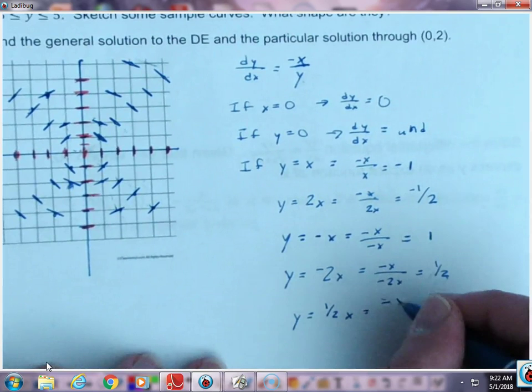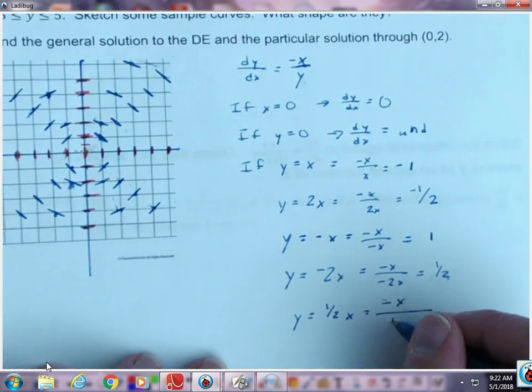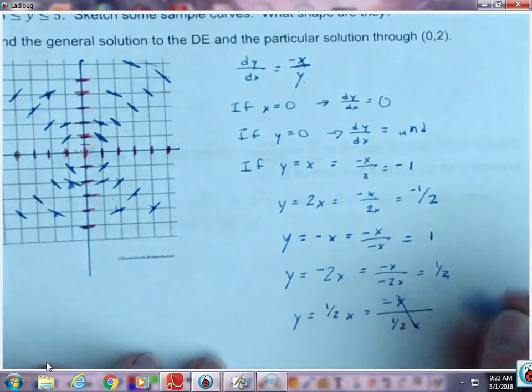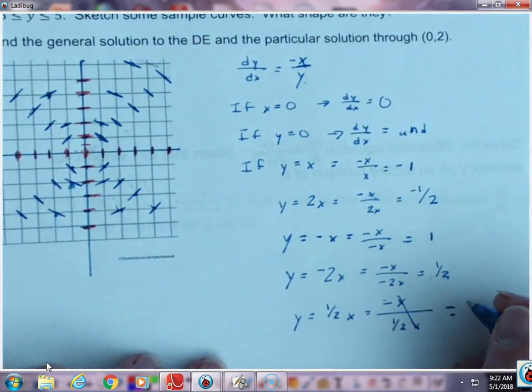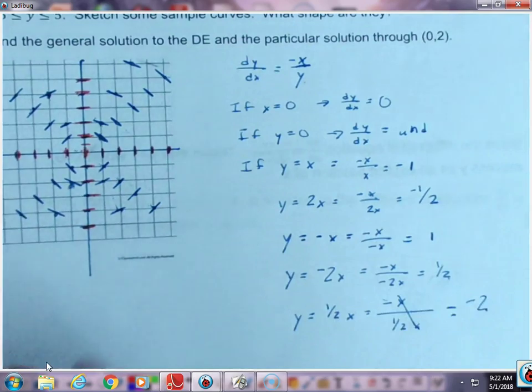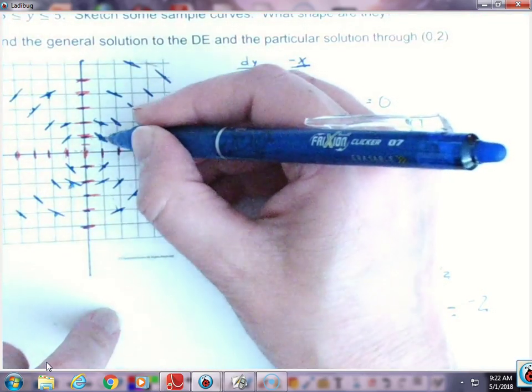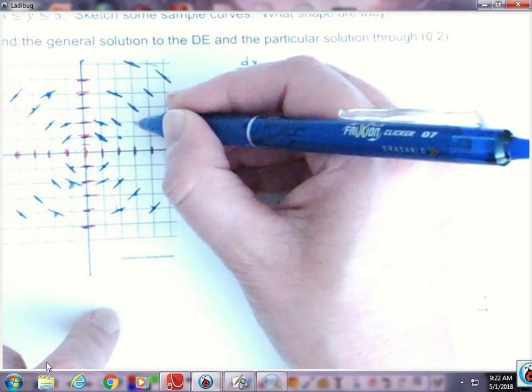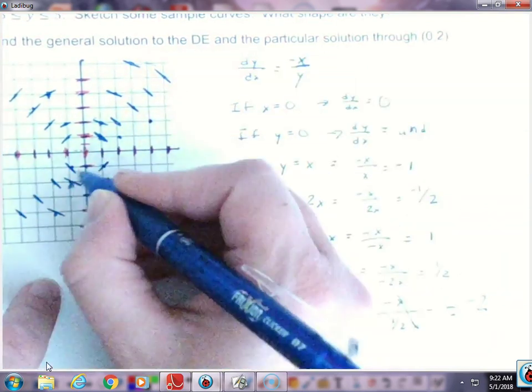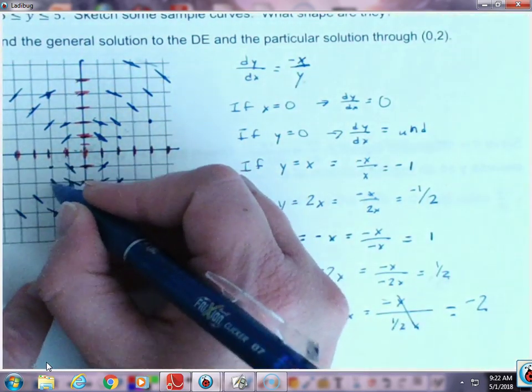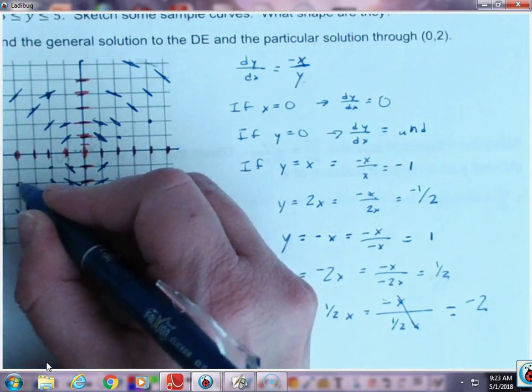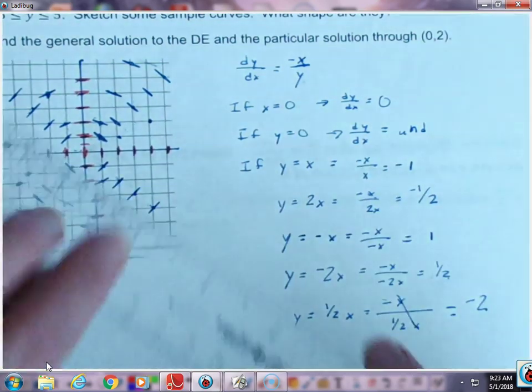Okay, so that'd be negative x over 1/2 x. So the x's cancel. What do you get? Yep. Okay, so that I have to do along 1/2 x. So that's up 1, right 2. I'll just make some dots. And down 1, left 2, down 1, left 2. And along there, I need a slope of negative 2.